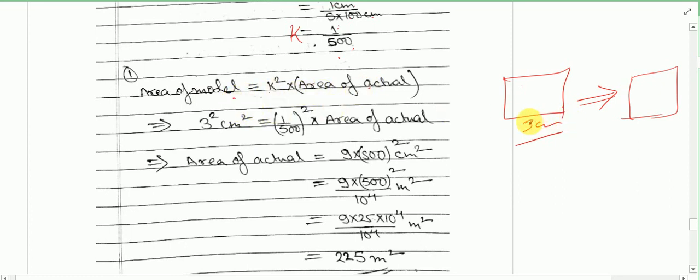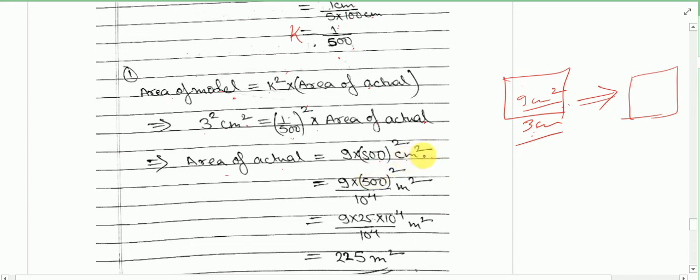So here model has side 3 centimeters, so area will be 3 square, that is 9 centimeter square. So area of model, 9 centimeter square, equals K square, that means 1 upon 500 whole square, into area of actual. Now you have to make area of actual the subject, so it will be 9 into 500 whole square centimeter square.